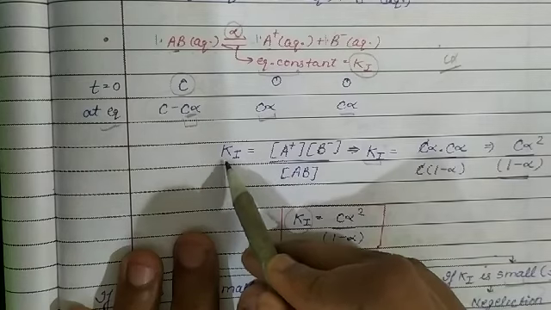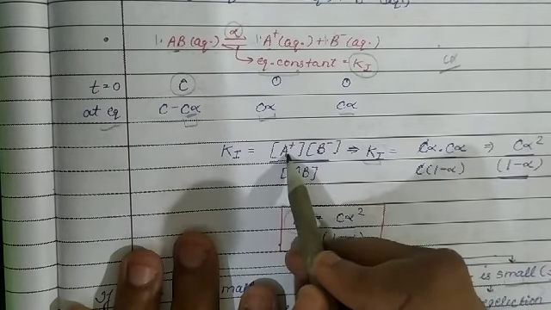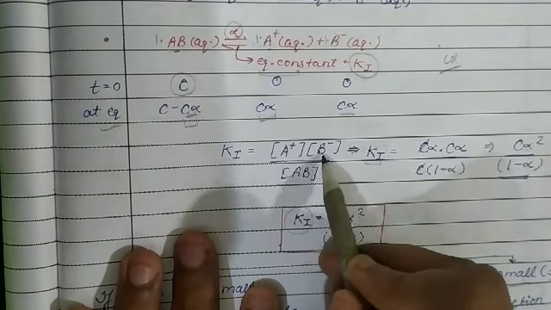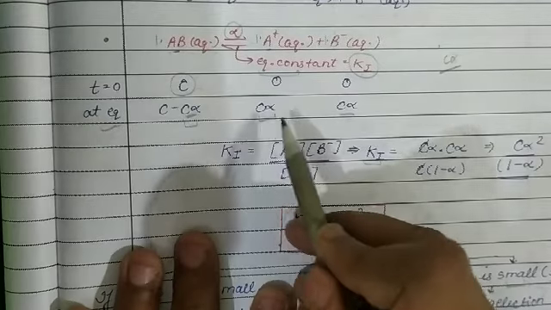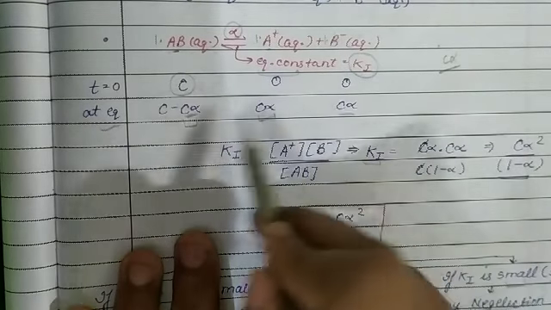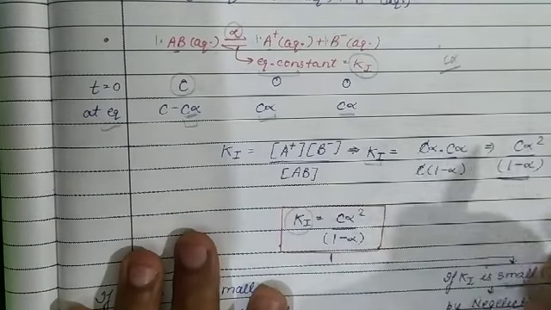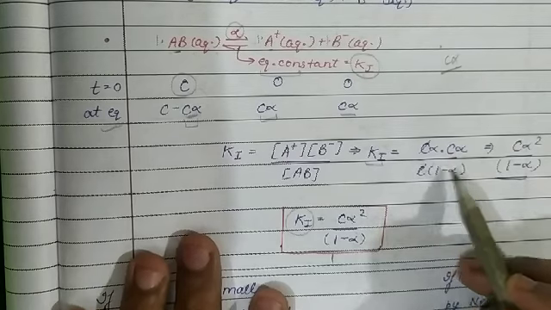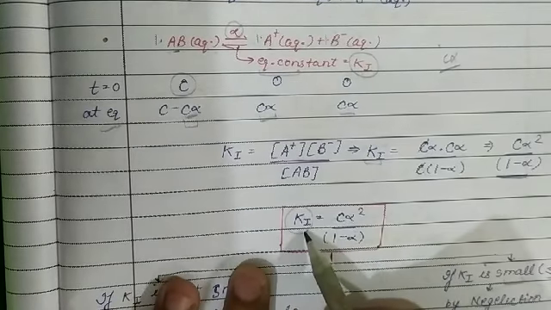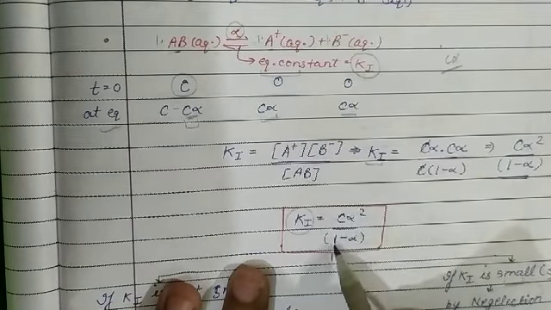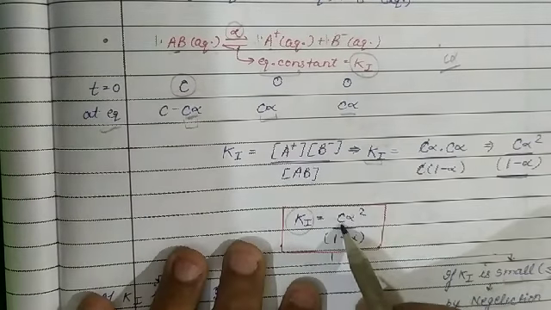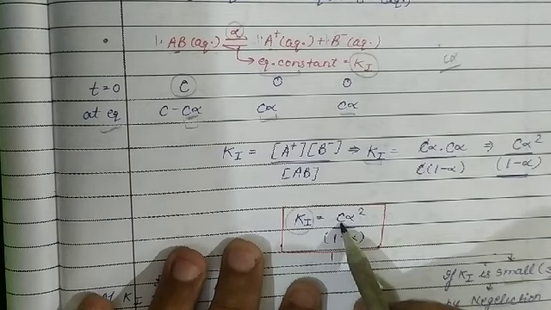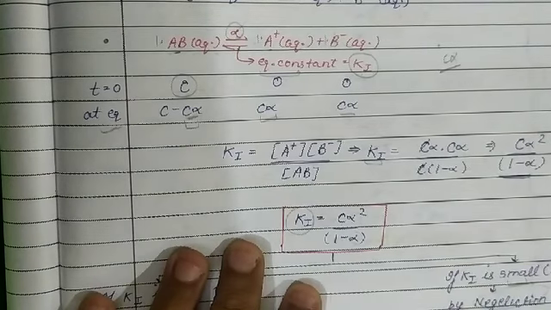Now we can write the ionization constant. It will be the concentration of A plus at equilibrium times B minus at equilibrium, divided by AB at equilibrium. So the concentrations are C alpha into C alpha upon C into 1 minus alpha. Cancelling out C, on solving we get Ki equal to C alpha square upon 1 minus alpha. C is the initial concentration of the weak electrolyte and alpha is the degree of dissociation.